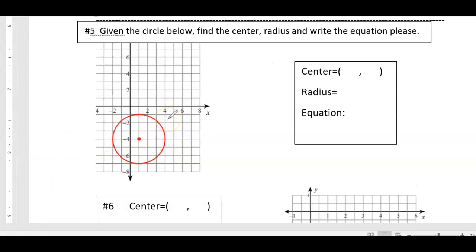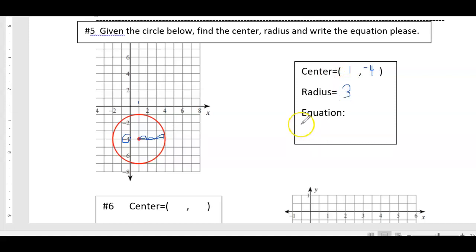Okay, so now we're going to use what we learned. Okay, so we're given the circle below. Find the center, the radius, and write the equation. So here's my center. So I have to count over 1, and then 1, 2, 3, 4. So 1, negative 4. So my center is at 1, comma, negative 4. 1, negative 4. That's my center. And my radius, just count. Radius is halfway, right? So it's 1, 2, 3. So my radius is 3.